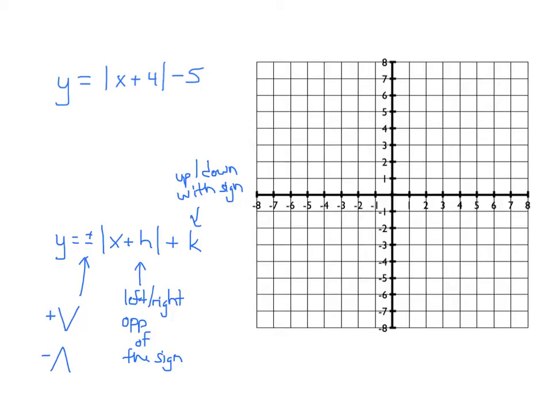So here, let's graph y equals the absolute value of x plus 4, minus 5. The first thing I want to do is find the new vertex. The plus 4 on the inside, we're going to go the opposite of this sign, so that's going to tell me to move left 4. The minus 5 on the outside, we go the same way as the sign, so that's going to tell me to move down 5. So my new vertex is going to be left 4, down 5, right there.